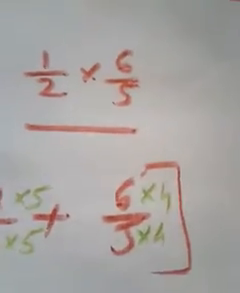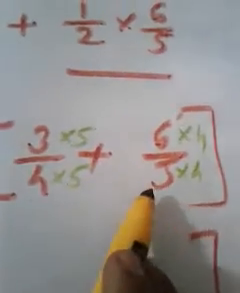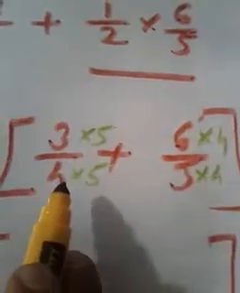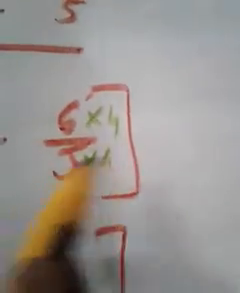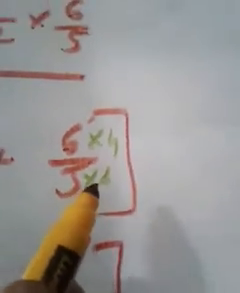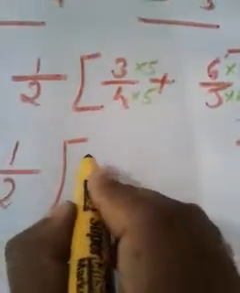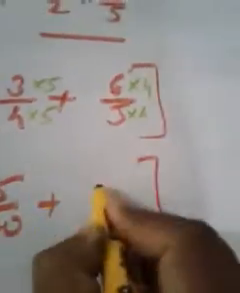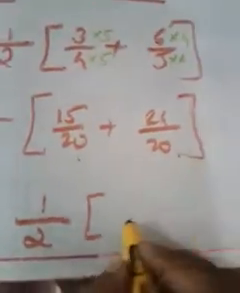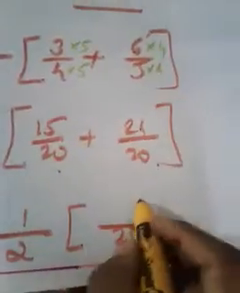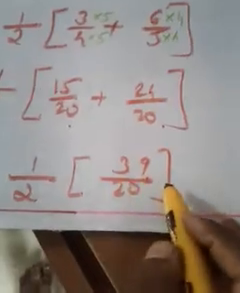Just use your logic and find the common multiple of 4 and 5, and we found that it is 20. Then I have to make this 4 as 20 by multiplying with 5, because 4 into 5 will give you 20, and here I have to multiply with 4 because 5 into 4 will give you 20. Whatever number you multiply with the denominator, with the same number you have to multiply the numerator also. So it becomes 15 by 20 plus 24 by 20. It becomes 1 by 2 into this. Since the denominator is the same, just write that. What is 24 plus 15? 39, isn't it? So 1 by 2 into 39 by 20.